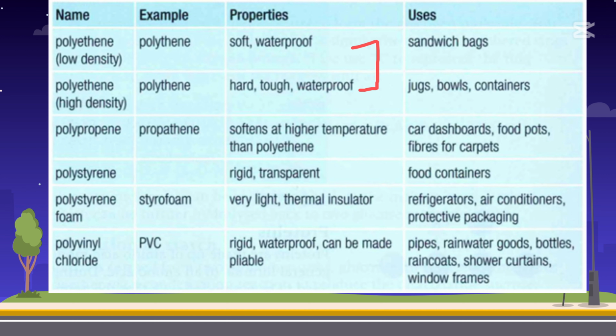alkenes are originally oils, right? That's why it's so flammable. Then we also have refrigerators for polystyrene. We use it for refrigerators, air conditioners, and protective packaging.